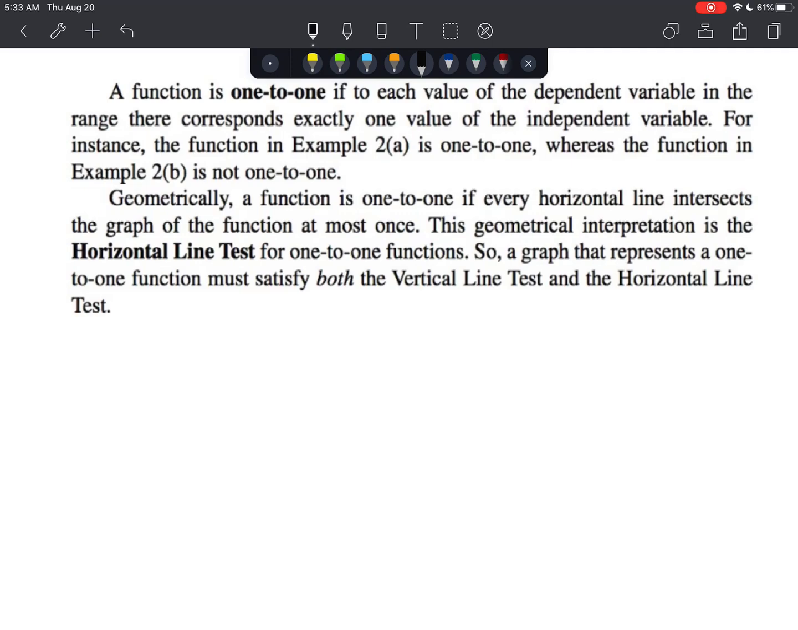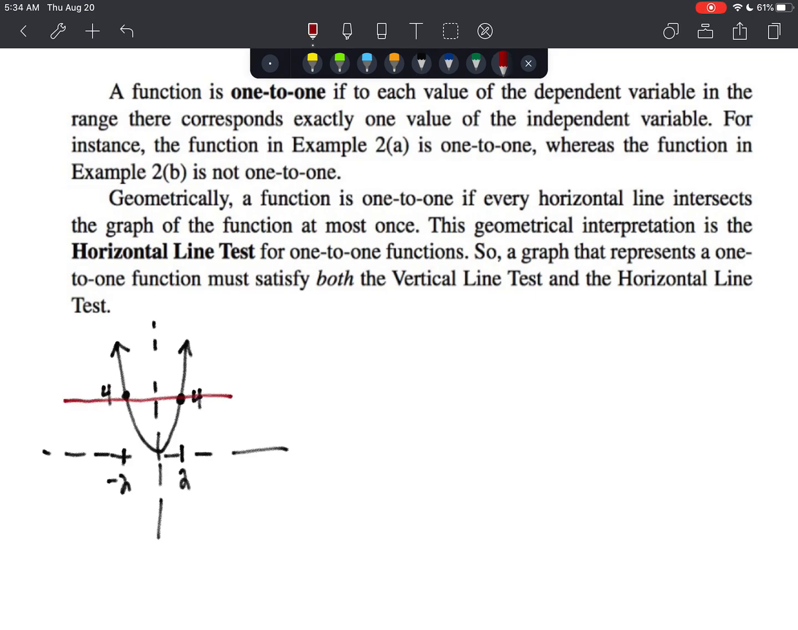Now, in a function that is not one-to-one, y's can be repeated. So if we were to put this on the coordinate plane, we know that if we put a 2 in, we get a 4 out. But we also know that if we put a negative 2 in, we get a 4 out. This function would fail the horizontal line test.